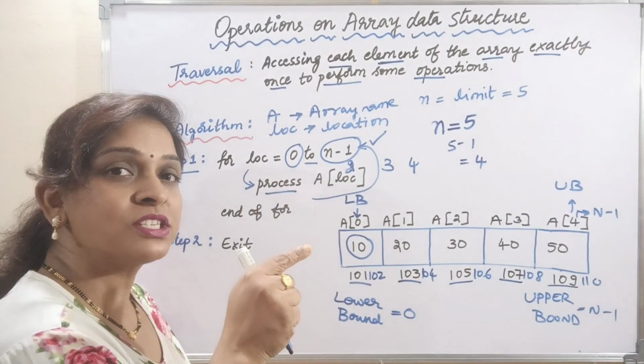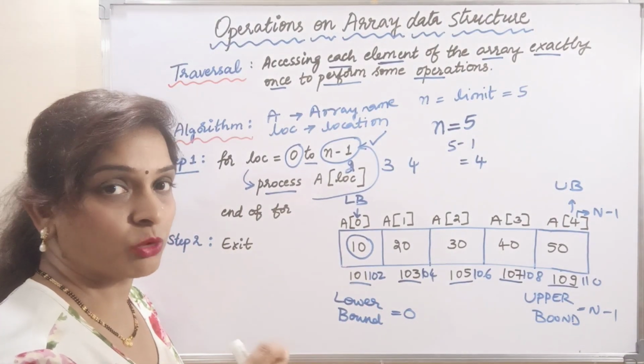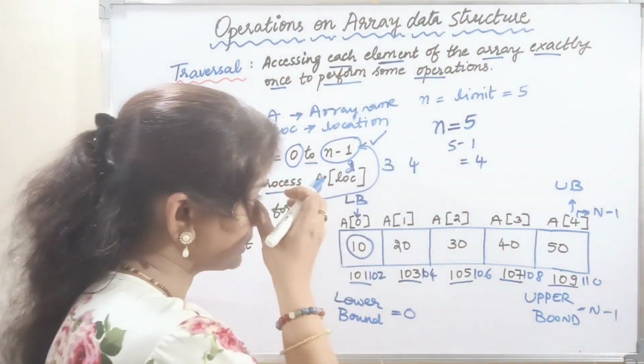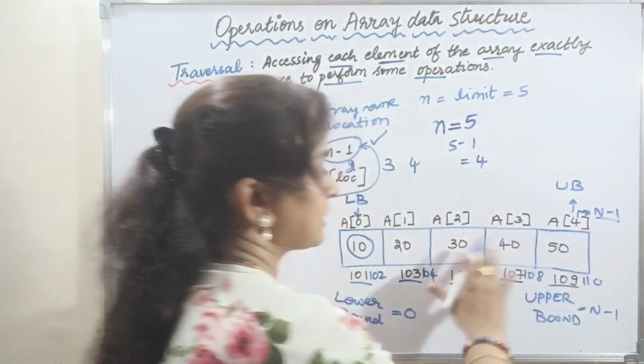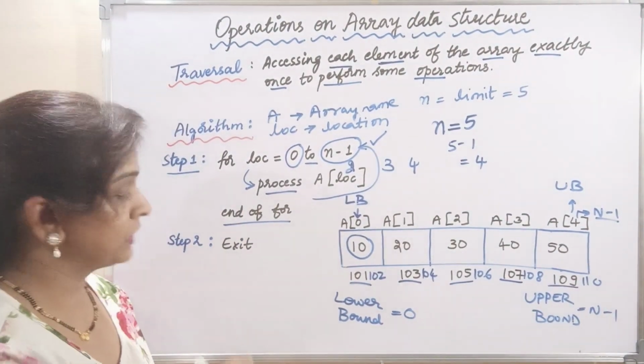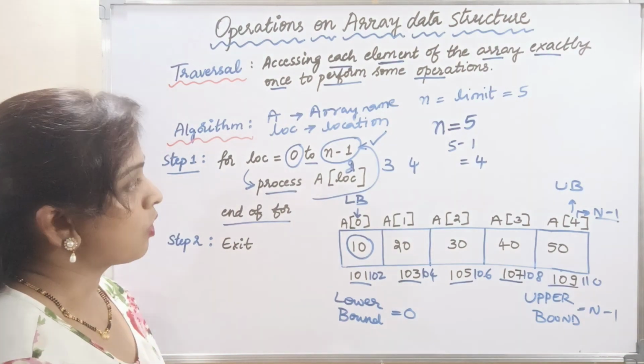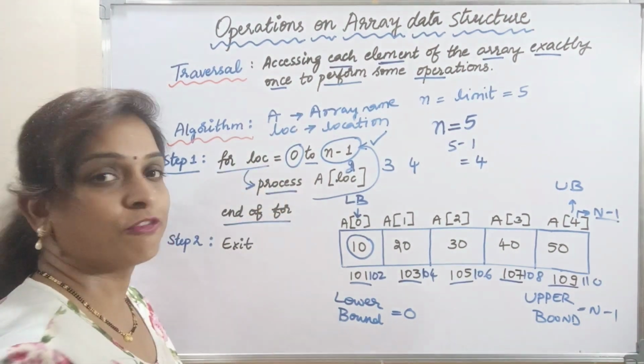How this loop goes, you can understand in the program in a still better way. Once the loop is done, once I reach n minus 1, there is nothing more to traverse, and it is the end of the for loop. Then step 2 says exit. This is the algorithm. So we should know how to use the for loop.